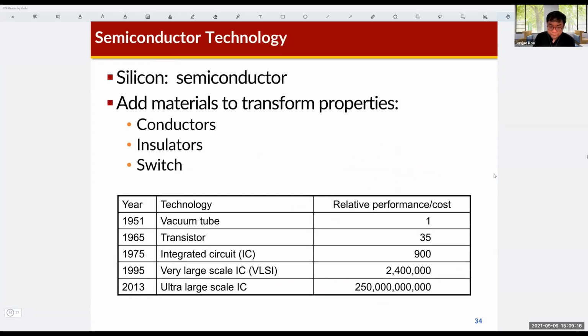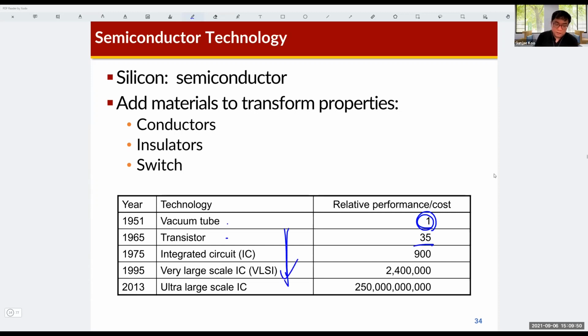So this table summarizes some relative performance per cost of the various components inside of our computer chips. So the vacuum tube, it's a 진공관. The vacuum tube was invented in about the 1950s, and its relative performance per cost is 1, and then the transistor is 35.